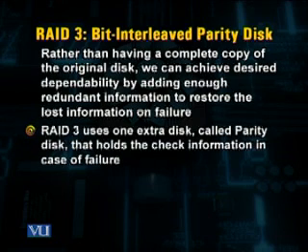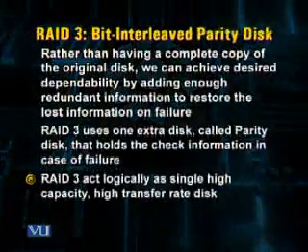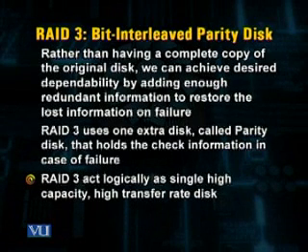So the RAID 3 in fact uses only one extra disk, and this disk is known as the parity disk. This disk holds the check information which is used in case of failure. So this means that in RAID level 3, instead of copying the complete information into a mirror of the array, we simply have only one disk, and this one disk contains the parity information corresponding to each piece of information on the array. The RAID 3 acts logically as a single high capacity, high transfer rate disk.